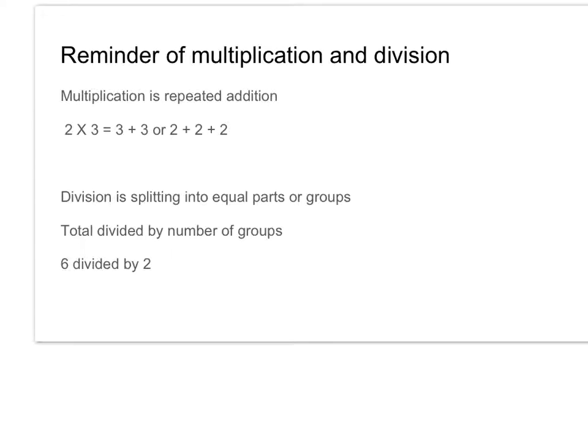So multiplication is repeated addition. For example, if we have something like 2 times 3, you basically have two groups of 3, so you can do 3 plus 3, or you can also flip it around. You can have 3 groups of 2.